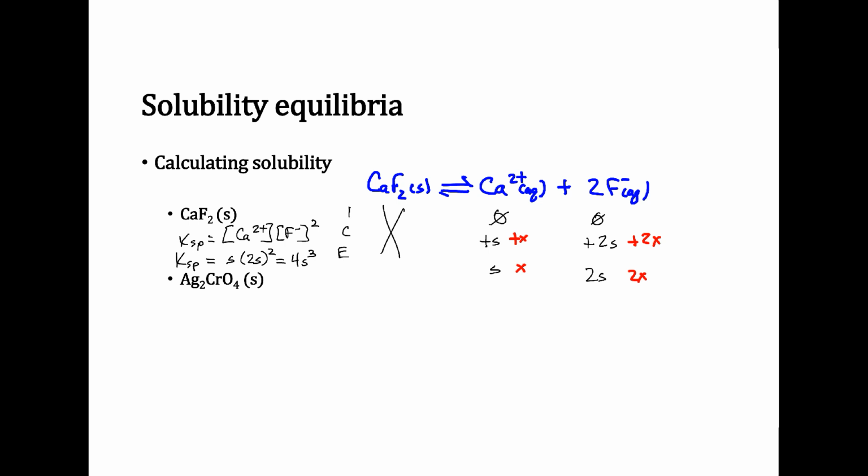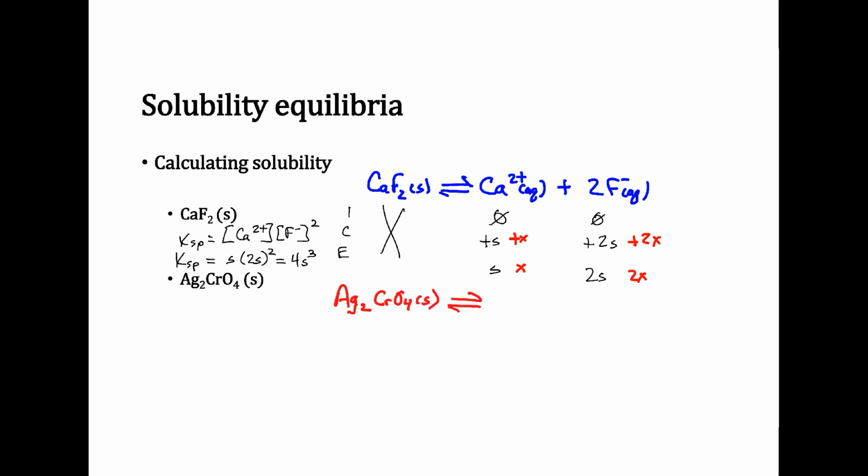Okay, let's look at another example. So here we're looking at the dissociation of silver chromate. So you're going to have to try to keep in mind what ions these will separate out into and then what their charges are. So here we have a solid, Ag2CrO4.